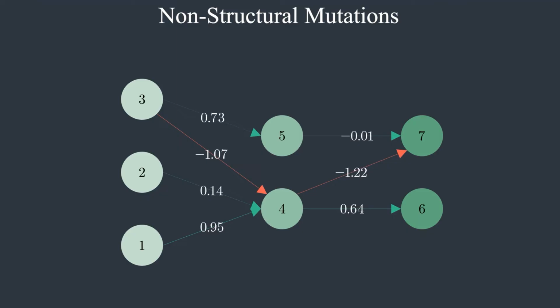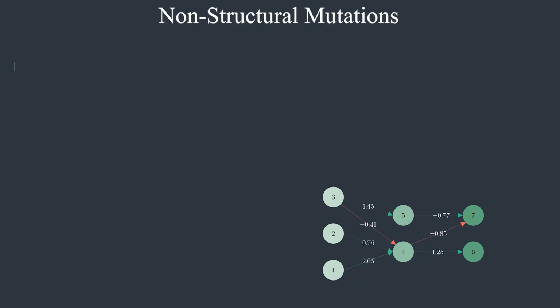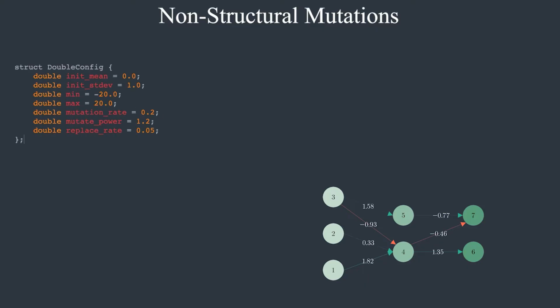Non-structural mutations are simpler. They mutate an existing neuron or a link by mutating each of the individual properties with some probability. The most common mutation is to update numbers. Each number has a config that specifies how disrupting the mutations are. Initial values are chosen using normal distribution.